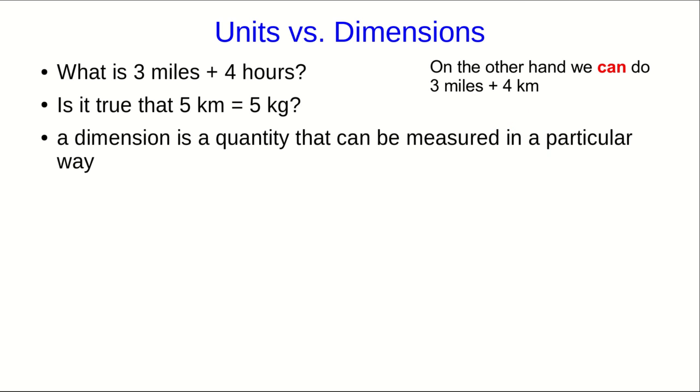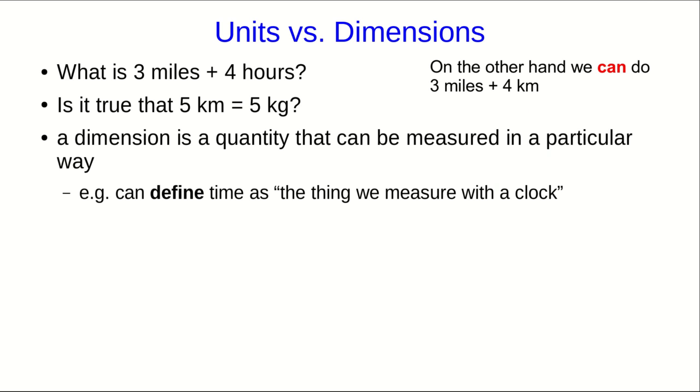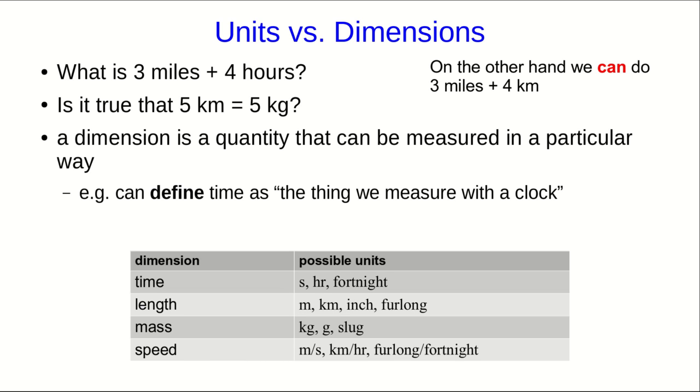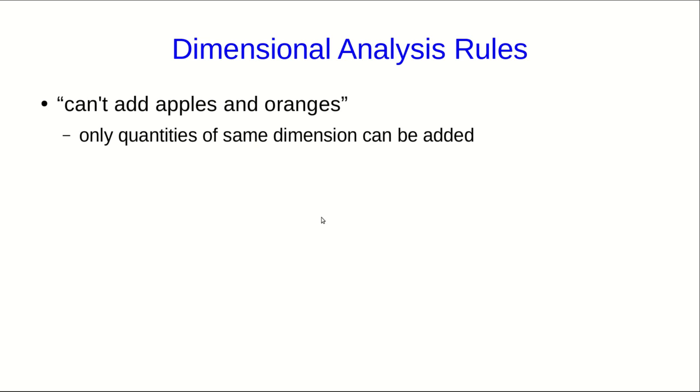A dimension is just a quantity that can be measured in a particular way. So length can be measured with a ruler, time can be measured with a clock. Within any dimension, you have a choice of units, but you can only add or equate quantities that have the same dimension. There are rules that dimensions have to follow in equations.